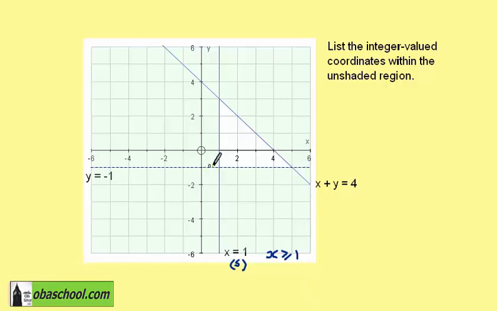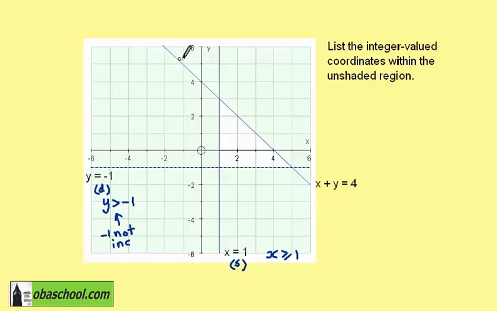Let's look at this line. Y is equal to -1, and it's a dashed line. Our region is above the line, so the inequality is y is greater than -1. Greater than means the -1 itself is not included.